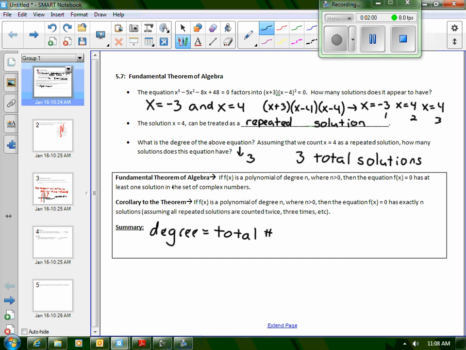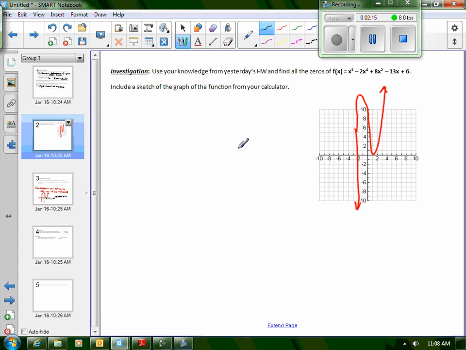So if you have a 5th degree polynomial, you're going to have 5 total solutions. If you have a 3rd degree, you're going to have 3 solutions. This ties into all that we've done this last week and hopefully puts some things in your brain. At this point, what I'd like you to do is pause the video and work through this problem using some of the ideas that we have from before.